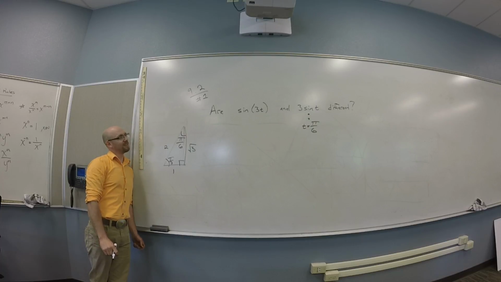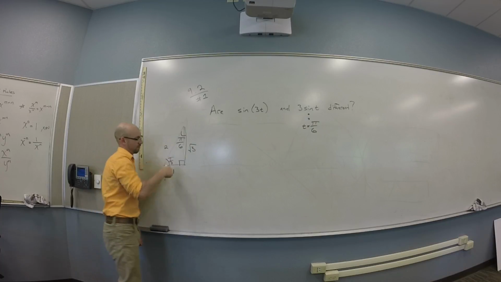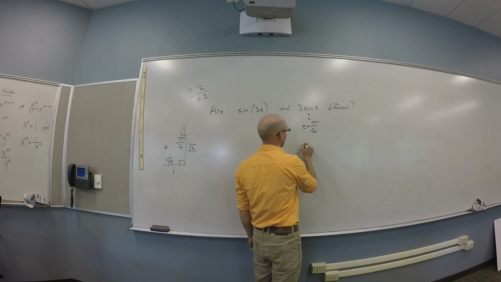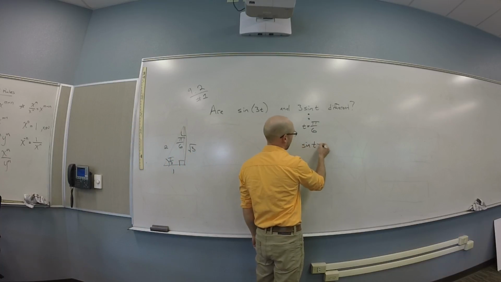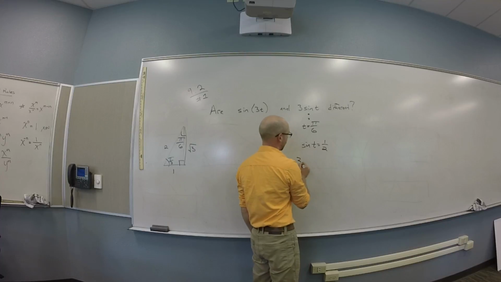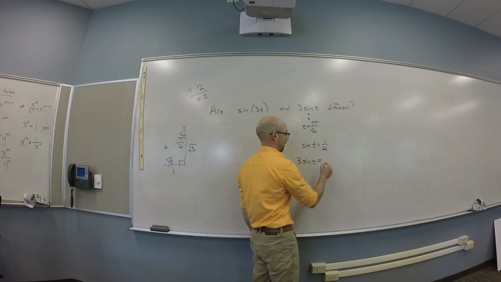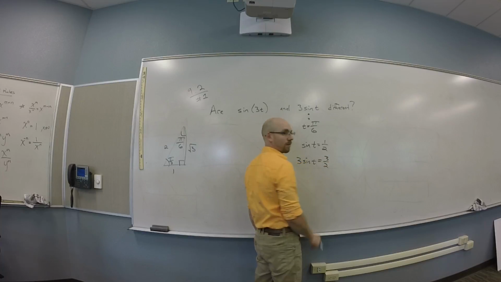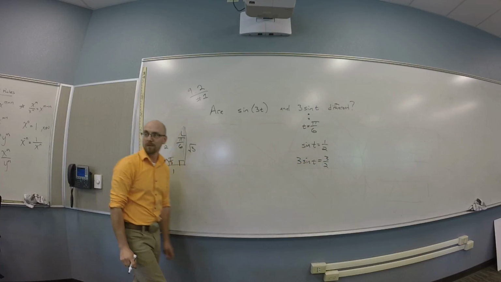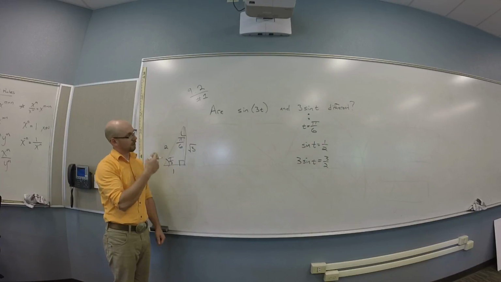All right, so I got t is pi over 6. So what's the sine at pi over 6? 1 over 2. So what's 3 sine of t then? 3 over 2. You guys with me on that? Okay. How about the other one?